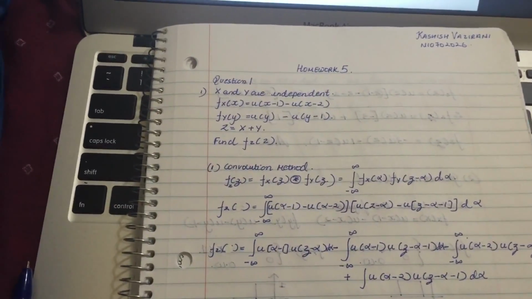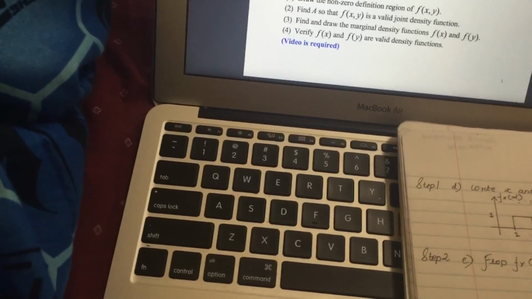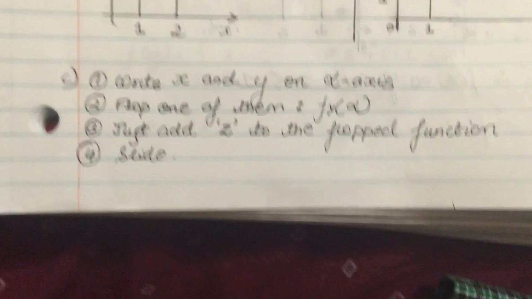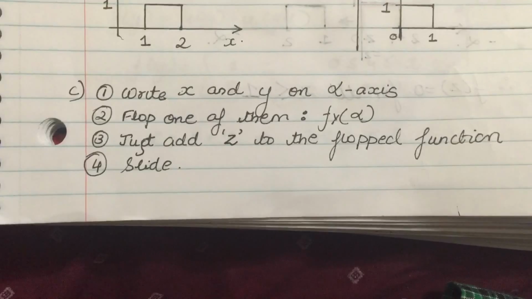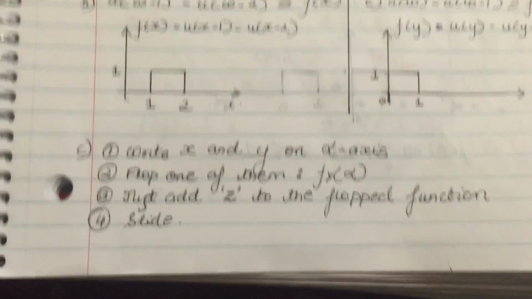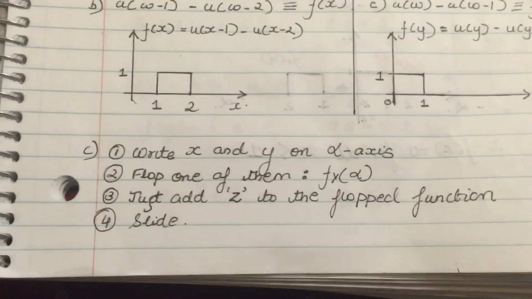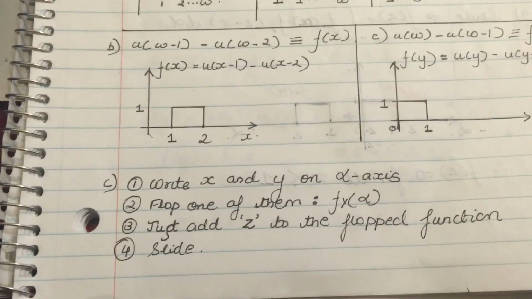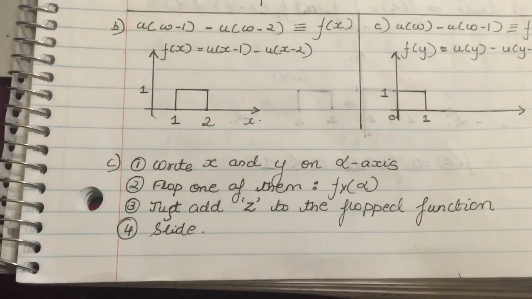So there are four basic functions that one has to perform in convolution, and the four functions are these. First, you have to write x and y on alpha axis, then you flip one of them, and in this case we are flipping f of y, and then you just add z to the flopped function, and then you slide. Of course, you can do it by the method of using figures, or you could find the limits like I have found in my case.